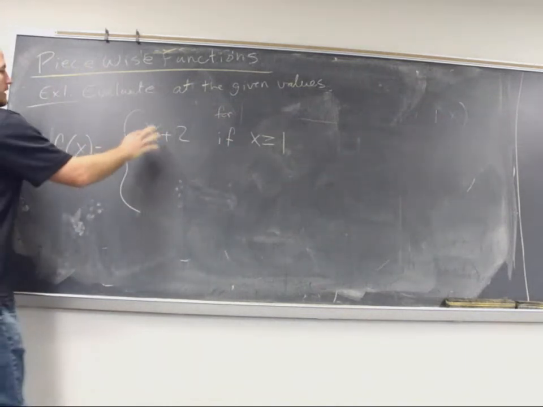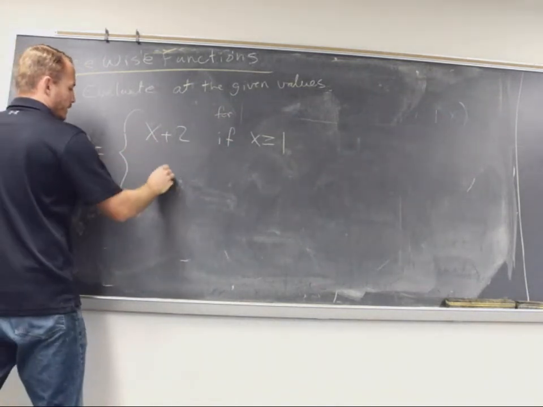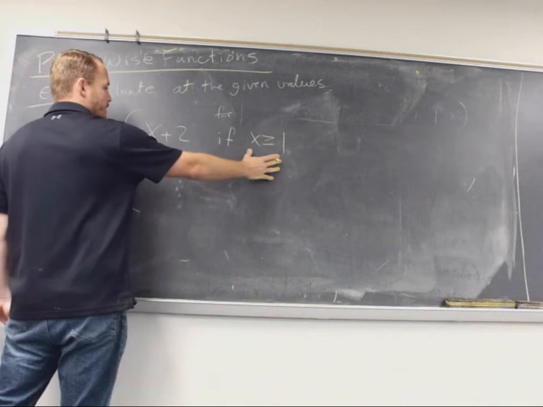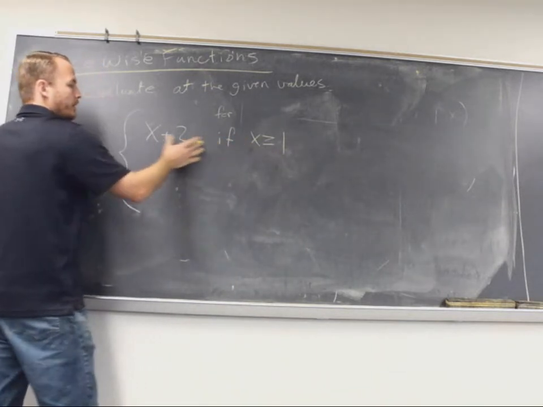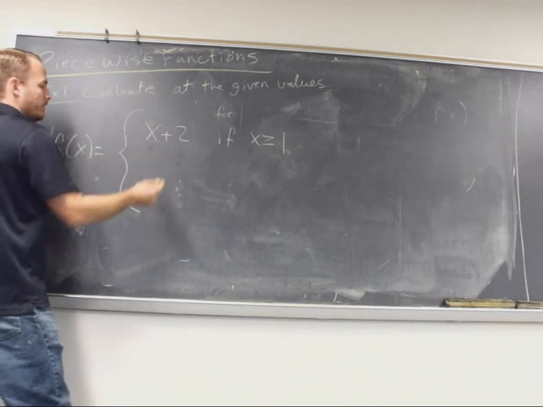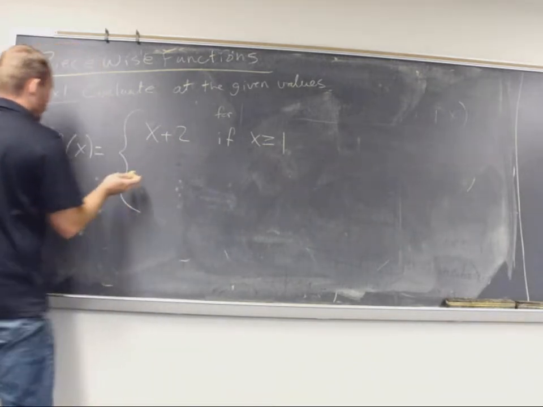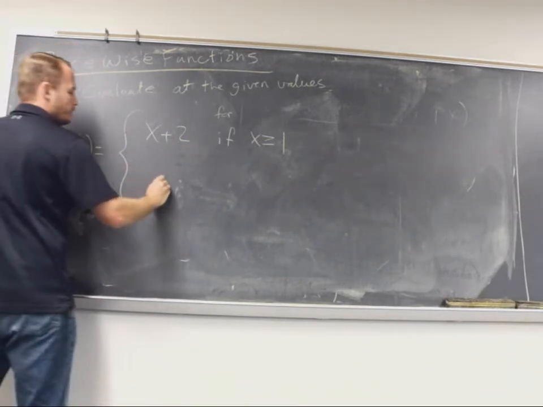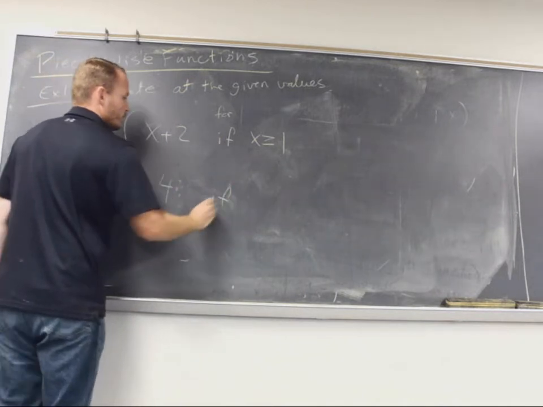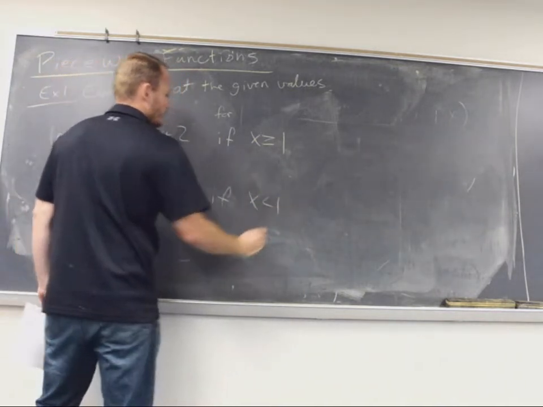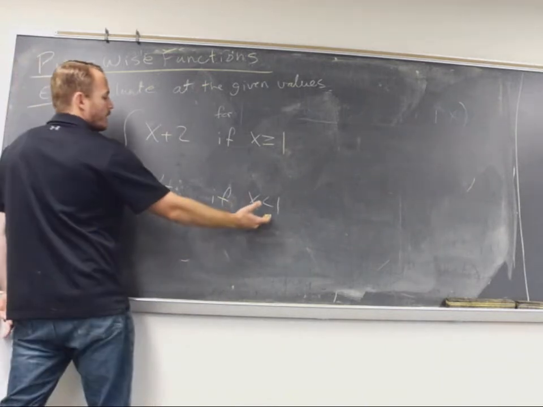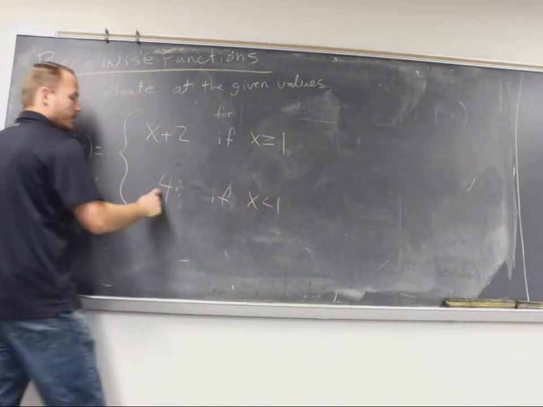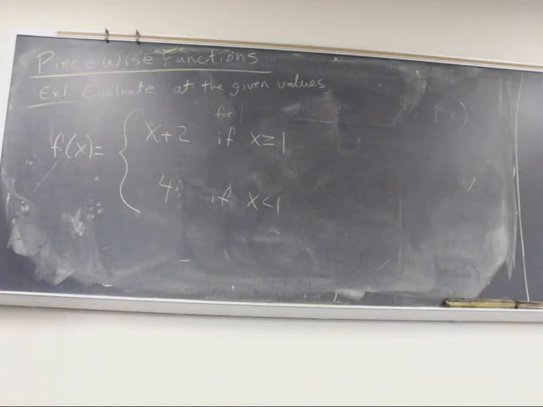So what this is telling you is if the x value that you want to find is greater than or equal to 1, then you use this function. All right? And we have f of x is equal to 4 if x is less than 1. So if the x value or the input you're looking for is less than 1, then you plug it into this function, 4. All right, let's look at some examples.